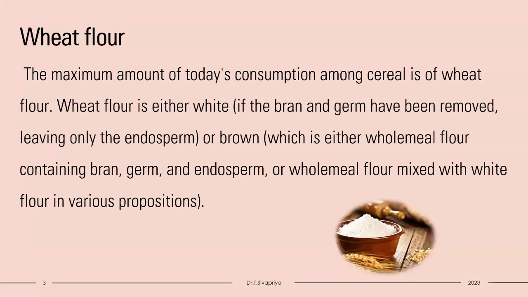Wheat flour is either white, if the bran and germ have been removed, leaving only the endosperm, or brown, which is either wholemeal flour containing bran, germ, and endosperm, or wholemeal flour mixed with white flour in various proportions.